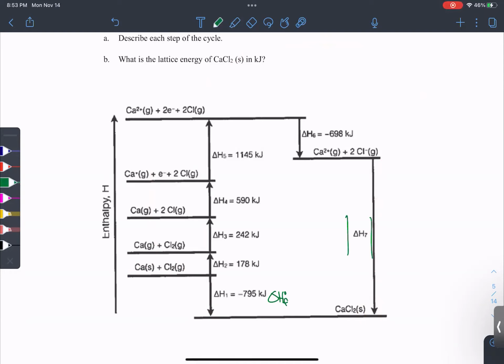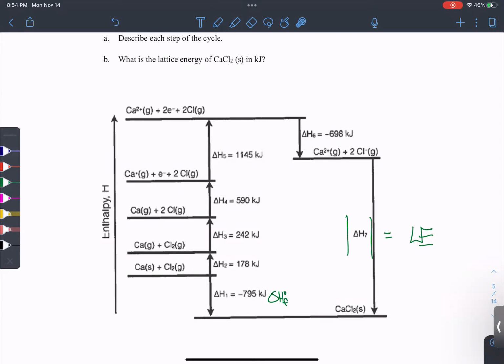So delta H7, this seventh step, the absolute value of that is actually the same lattice energy that we qualitatively calculated in the previous question. So basically, a bigger downward arrow here means bigger lattice energy, that you get way more energy back when the charges of your cation and anion are large, or when your cation or anion is small. The downward arrow is larger. All right.